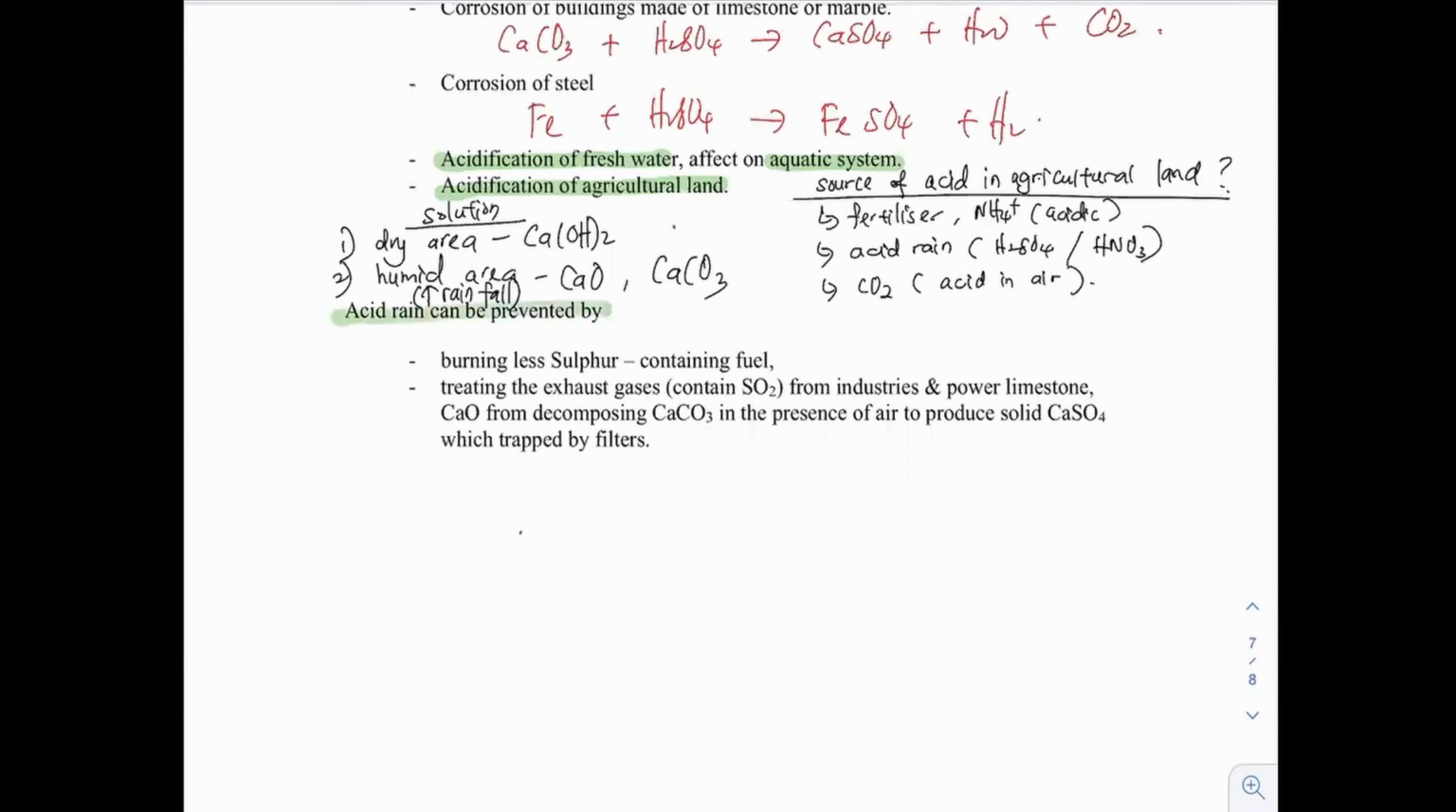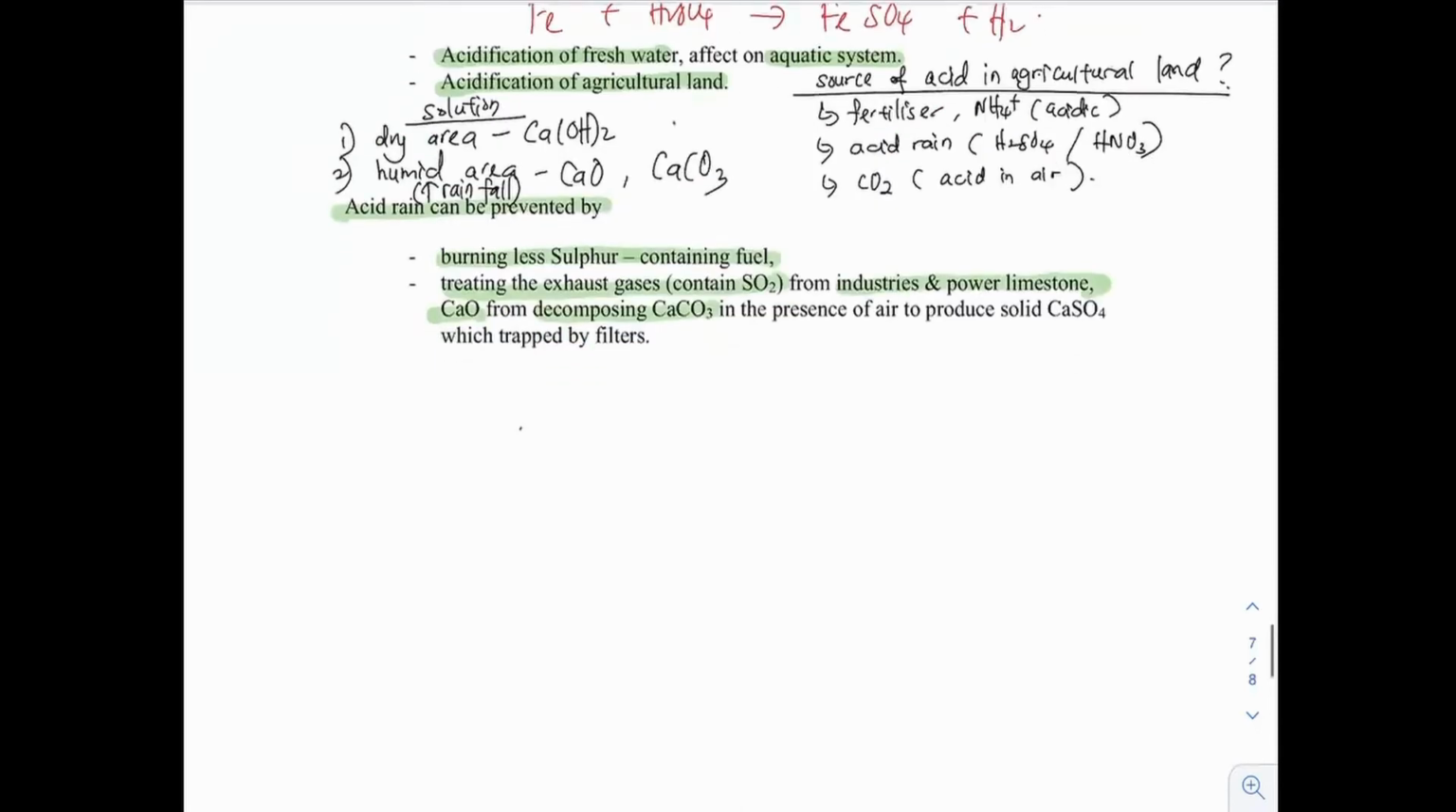Now we talk about how to prevent acid rain. The first method is to burn less sulfur-containing fuel, or treat the exhaust gas that contains SO2 from the industry, using limestone or calcium oxide from decomposing calcium carbonate.